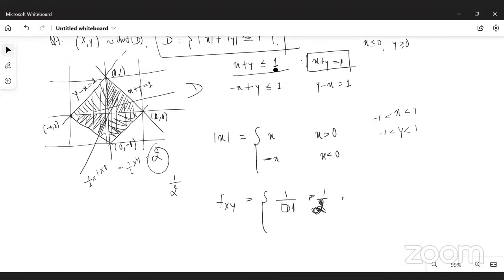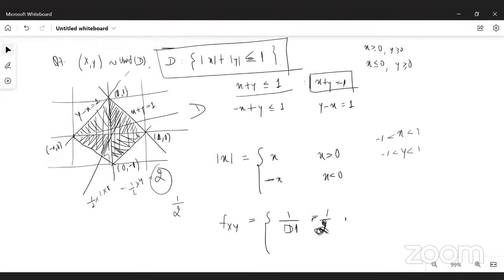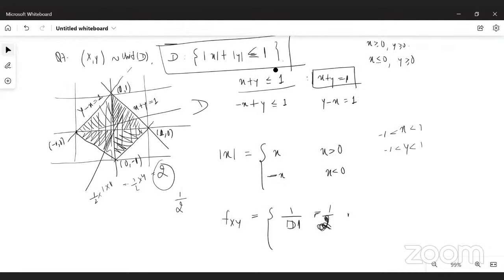The only possible outside is greater than 1, is it? In this D equation, mod x plus mod y less than or equal to 1, if it is greater than 1, it will be 0. Yes, okay. Outside this shaded region D, the probability will come out to be 0. Right, okay, thank you.